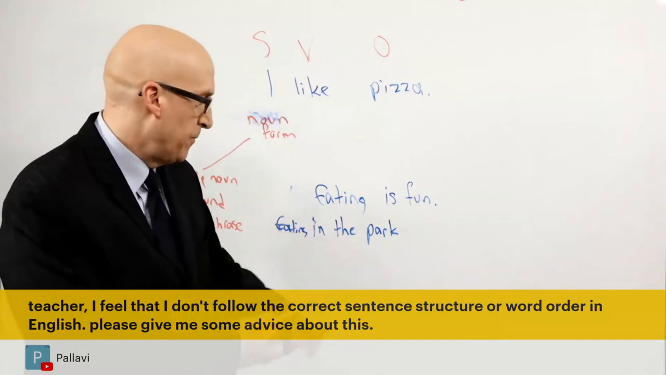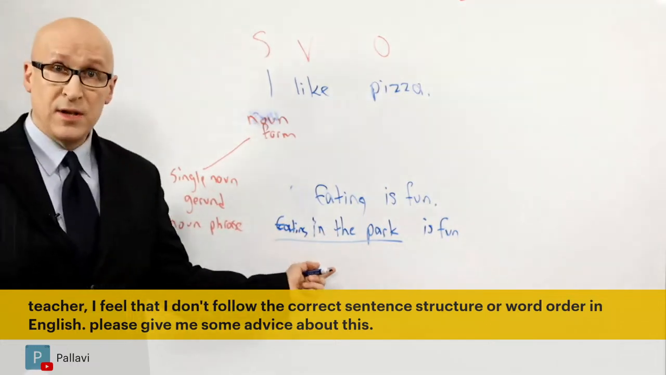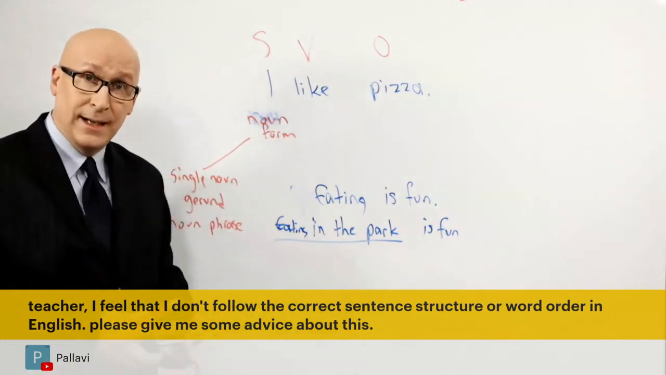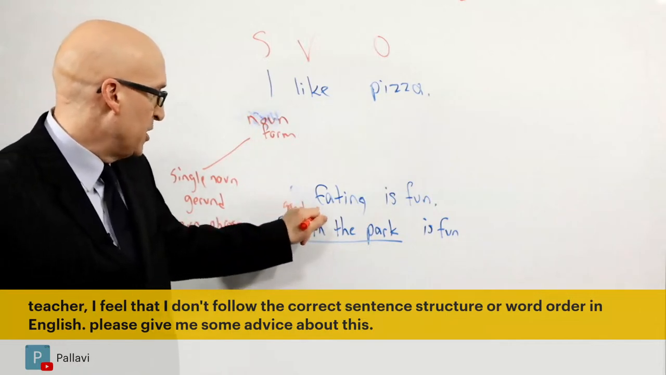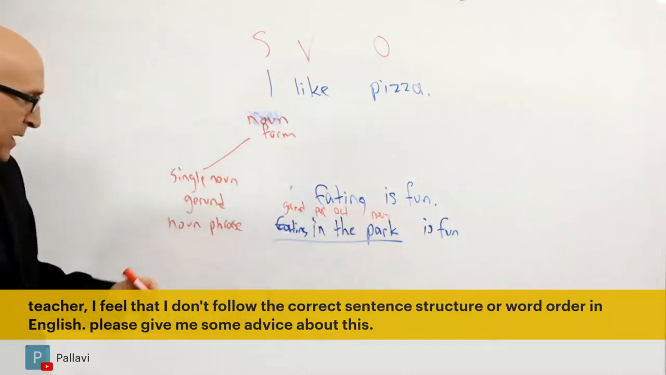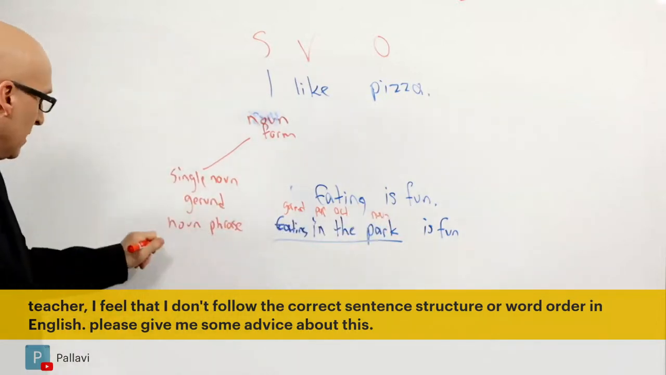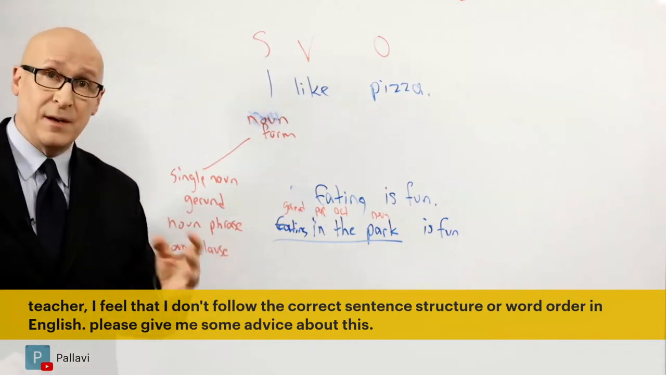Eating in the park is fun. Now this whole thing is your subject, the whole idea, and the idea is made of a gerund, a preposition, an article, and a noun. That's a noun phrase. You can have a noun clause as the subject. And a clause needs a subject and a verb.